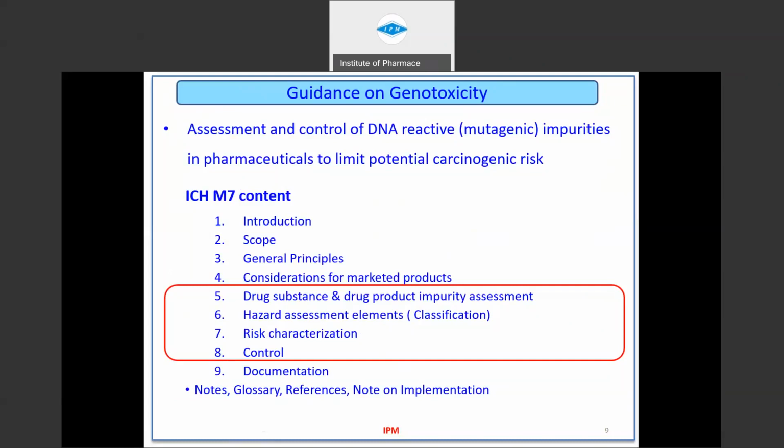So that means kind of setting a limit for daily exposure, and then about controlling that impurity in drug substance primarily, and also in drug product. But in drug product, the impurities to be considered are mainly degradation products, and if there are any drug substance and excipient interactions. And then documentation. We'll briefly talk about documentation at the end.